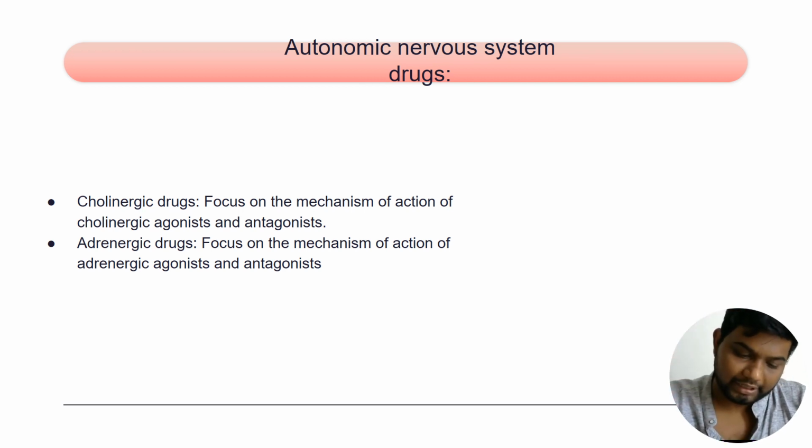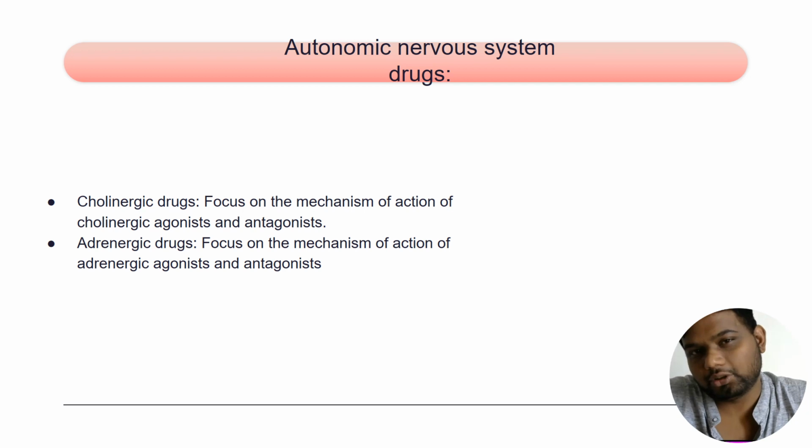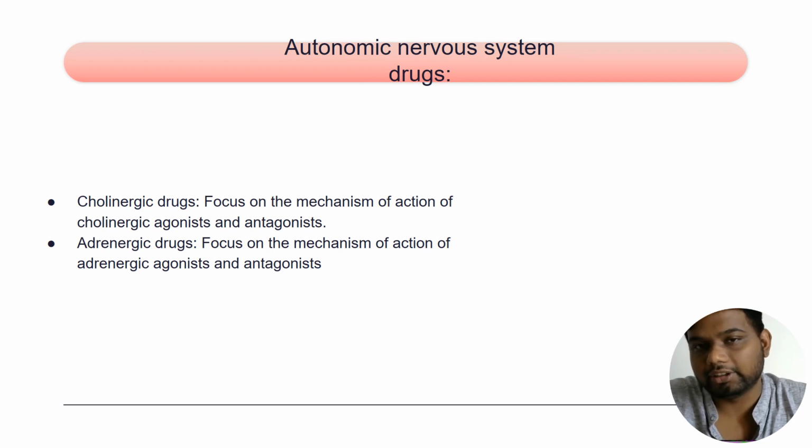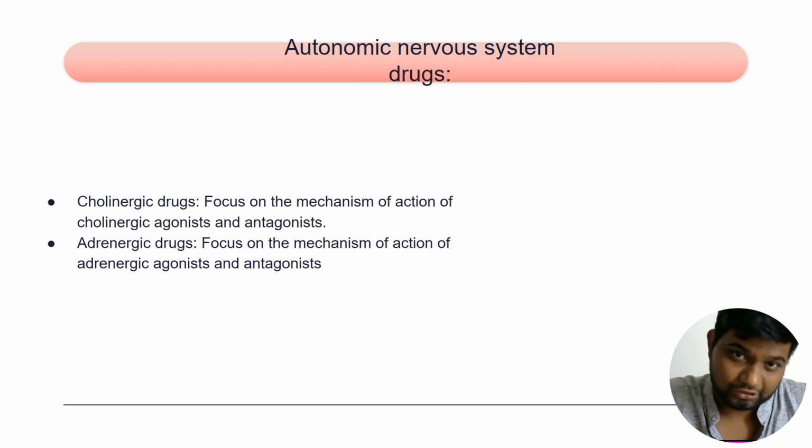Now speaking about the ANS, we have cholinergic drugs and adrenergic drugs. What is the mechanism of action of your cholinergic agonist and cholinergic antagonist? Adrenergic agonist and adrenergic antagonist are pretty high yield area, people. For example, they may ask you the mechanism of action of organophosphate poisoning, which is an irreversible indirect acting cholinergic agonist by inhibiting the enzyme acetylcholinesterase irreversibly.